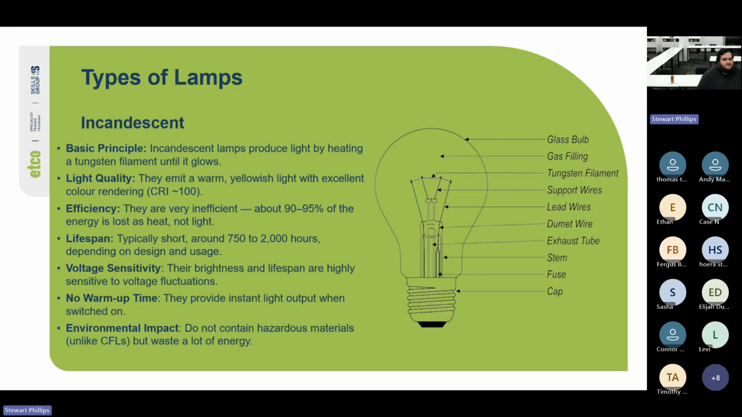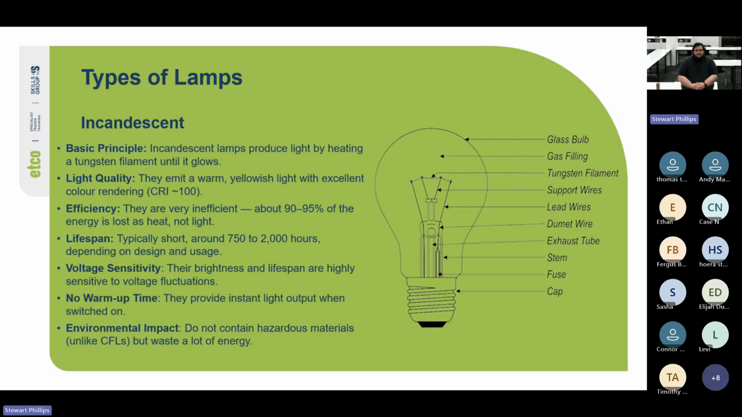So the basic principle of an incandescent light is it produces light by heating a tungsten filament until it glows. The problem with this is that as soon as we pass enough current for that tungsten filament to glow, if it's exposed to air, it will vaporize. So what we do is we put a vacuum in that bulb, so that there's no oxygen for the filament to burn and then therefore melt.